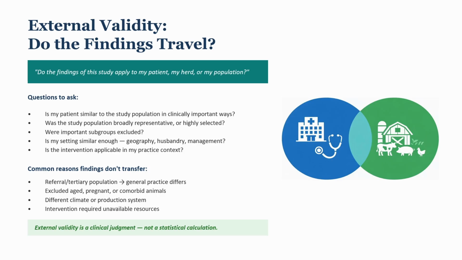The Venn diagram captures the key insight. External validity is about the overlap between the study population and your patient or population. The wider the gap, the more caution is warranted in applying the findings. When the gap is large, you have several options. Look for additional studies in more similar populations, apply the findings with explicit acknowledgement of the uncertainty, or recognize that you're extrapolating and make clinical decisions accordingly.